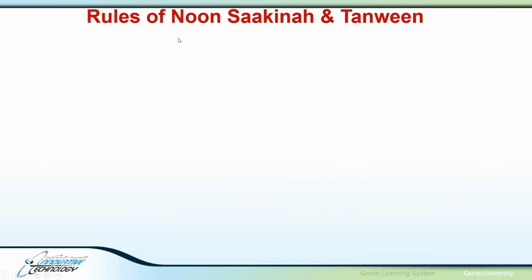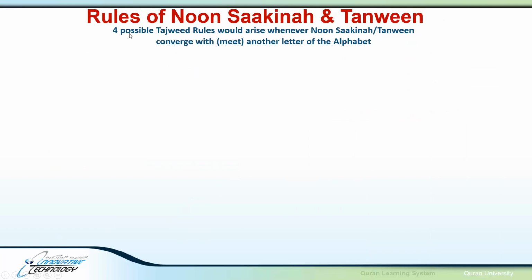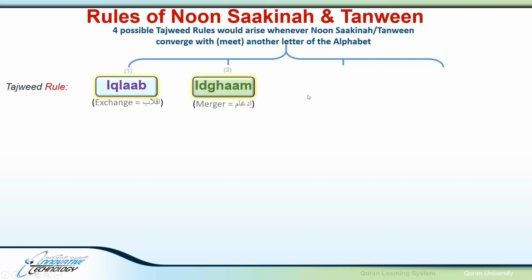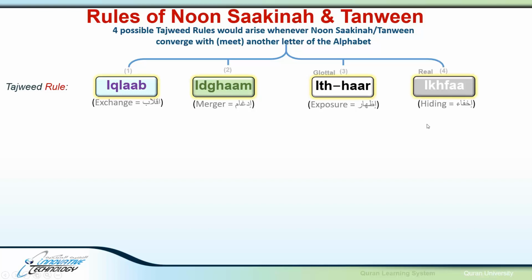In the previous introduction about Nun Sakinah and Tanween, we mentioned that there are four possible Tajweed rules that would arise from the Nun Sakinah or Tanween convergence, meaning meeting with another letter of the alphabet. Those four possible rules were Iqlab, Idghaam, Ith-haar, and Ikhfaa. And we said that the rule would be based on the letter that follows the Nun Sakinah and Tanween.